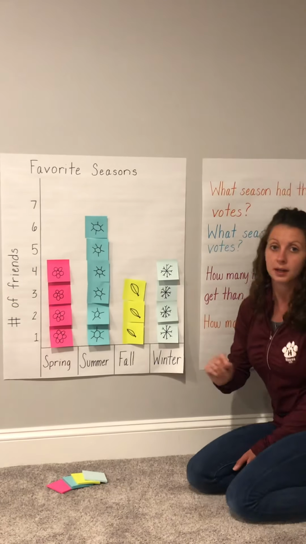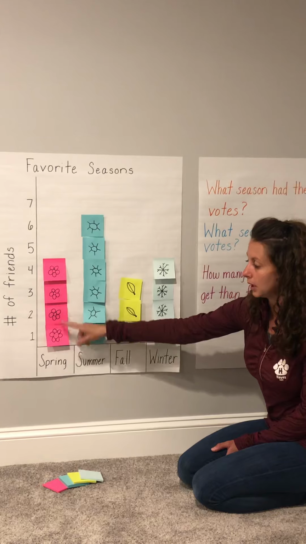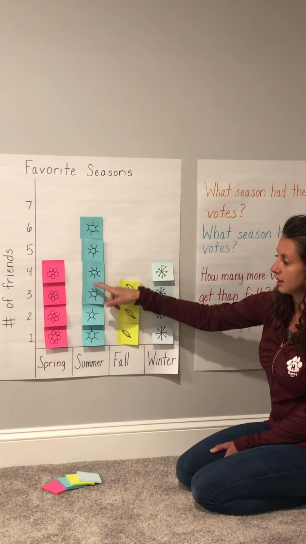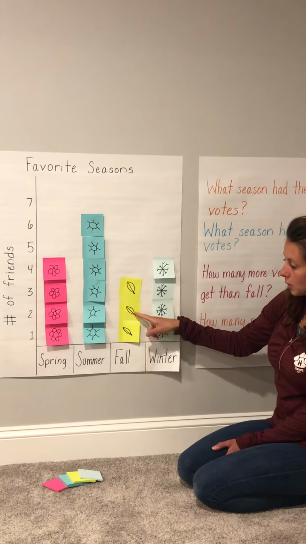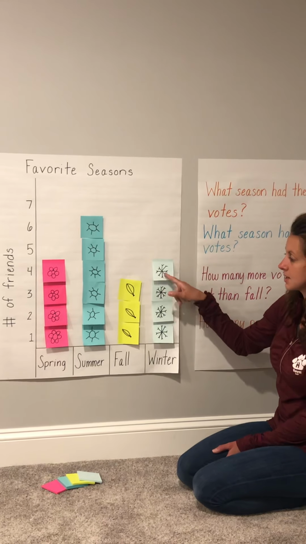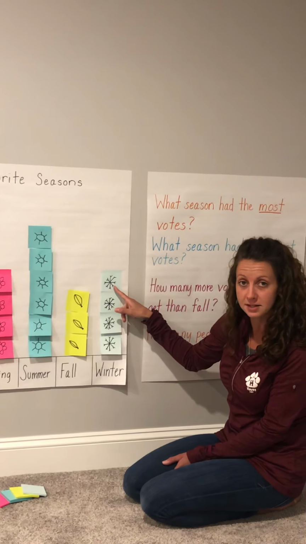So count with me. We're going to count all the friends. 1, 2, 3, 4, 5, 6, 7, 8, 9, 10, 11, 12, 13, 14, 15, 16, 17. So I asked 17 friends what their favorite season was.